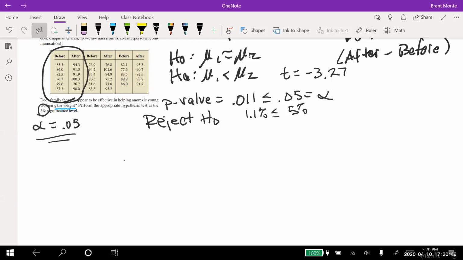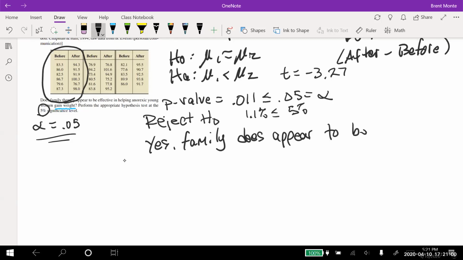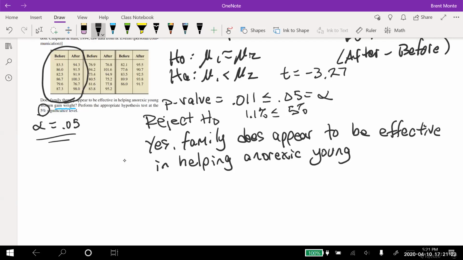So we answer the question. It says, does family therapy appear to be effective? Yes. Family therapy does appear to be effective in helping young anorexic young women gain weight.